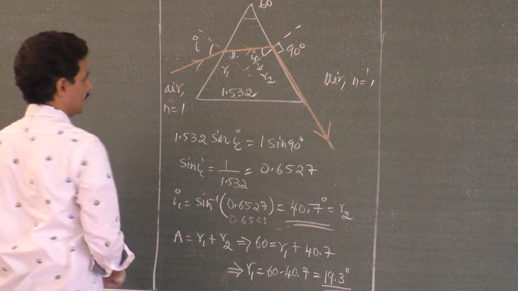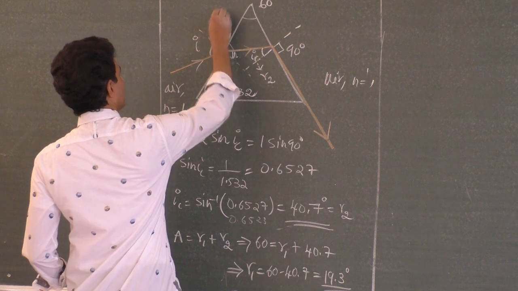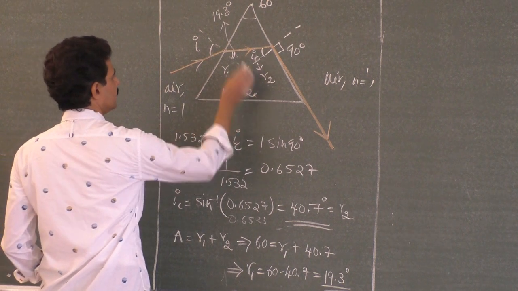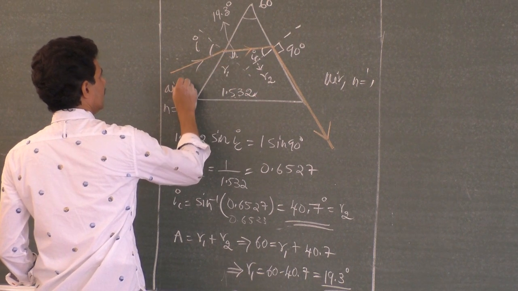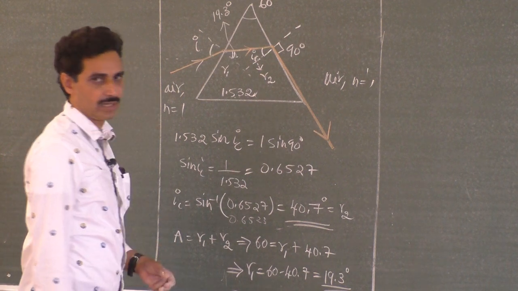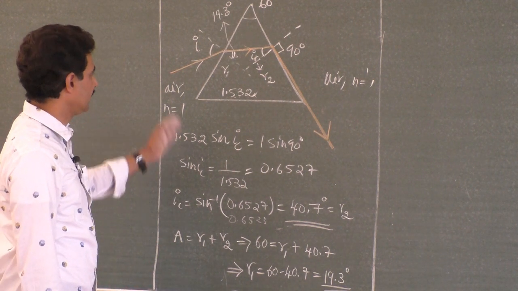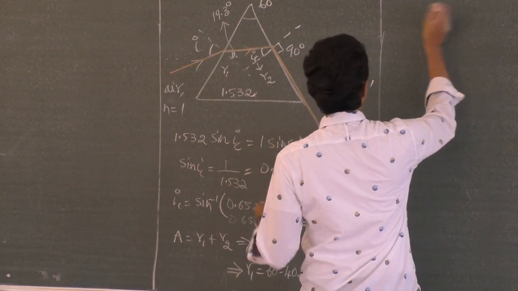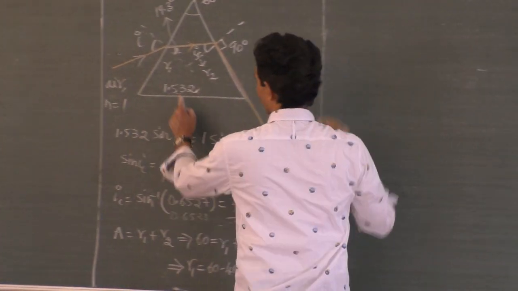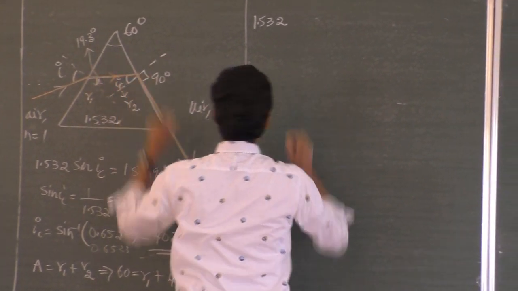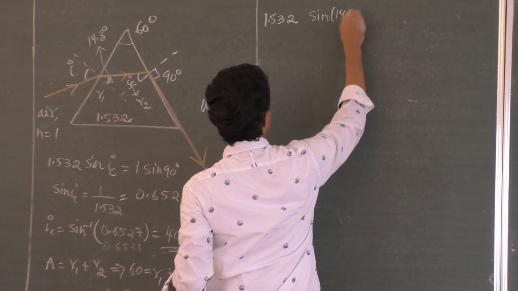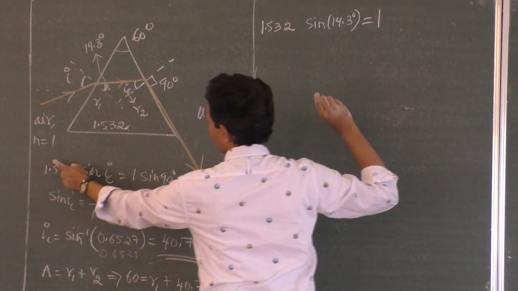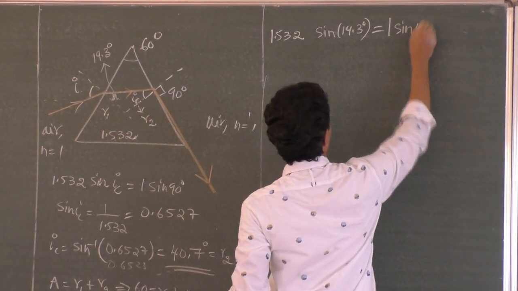Once you get R1, 19.3 degrees, again apply Snell's law. The question is: at what angle must the ray of light be incident so that it just grazes the hypotenuse face? I am applying Snell's law here: 1.532 sin R1, sin 19.3 degrees, is equal to 1 sin I.